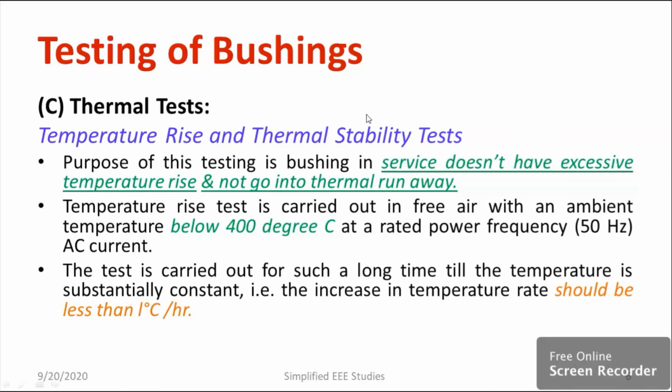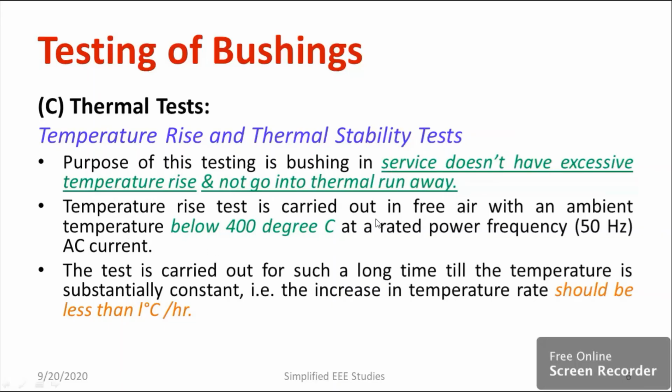How to conduct the test? Let us understand how to conduct the test. Before that, let us understand the importance. The main purpose of this testing is that the surface doesn't have excessive temperature rise and does not go into thermal runaway. So before using your dielectric material, make sure that it does not get any temperature rise or go to thermal runaway. If it goes into excess temperature rise, definitely the quality of the dielectric material will be spoiled. Okay. Let us discuss the procedure.